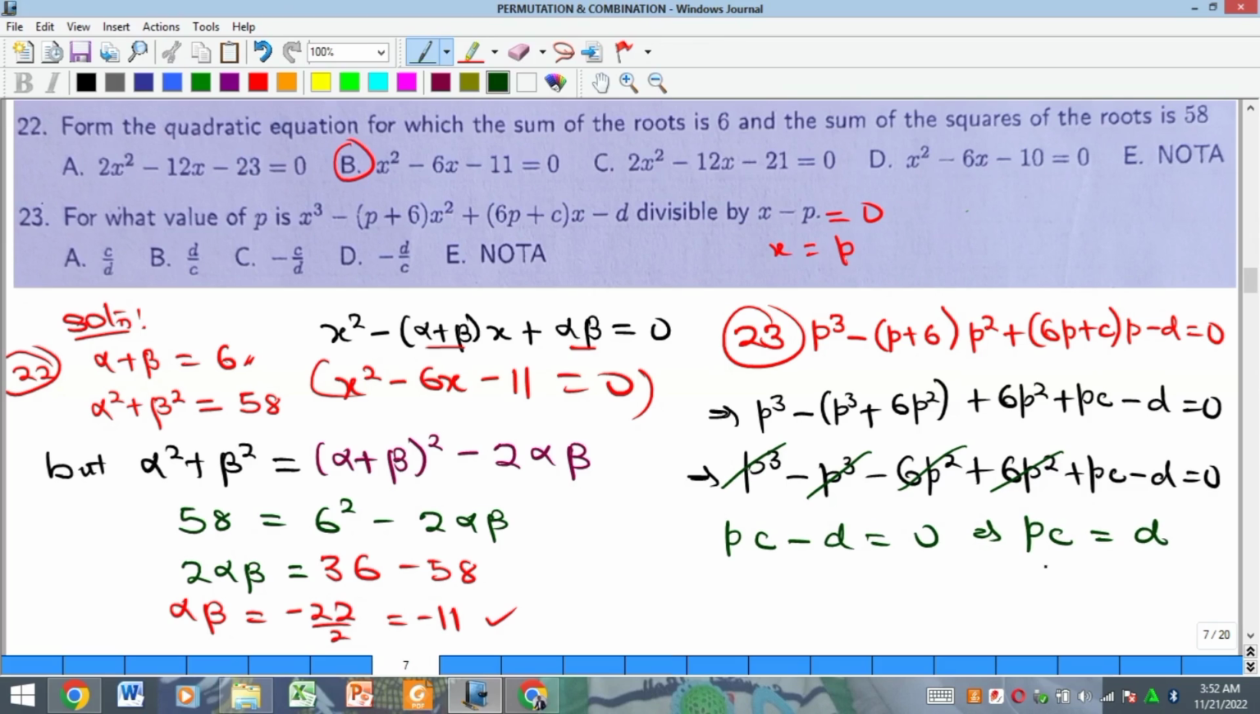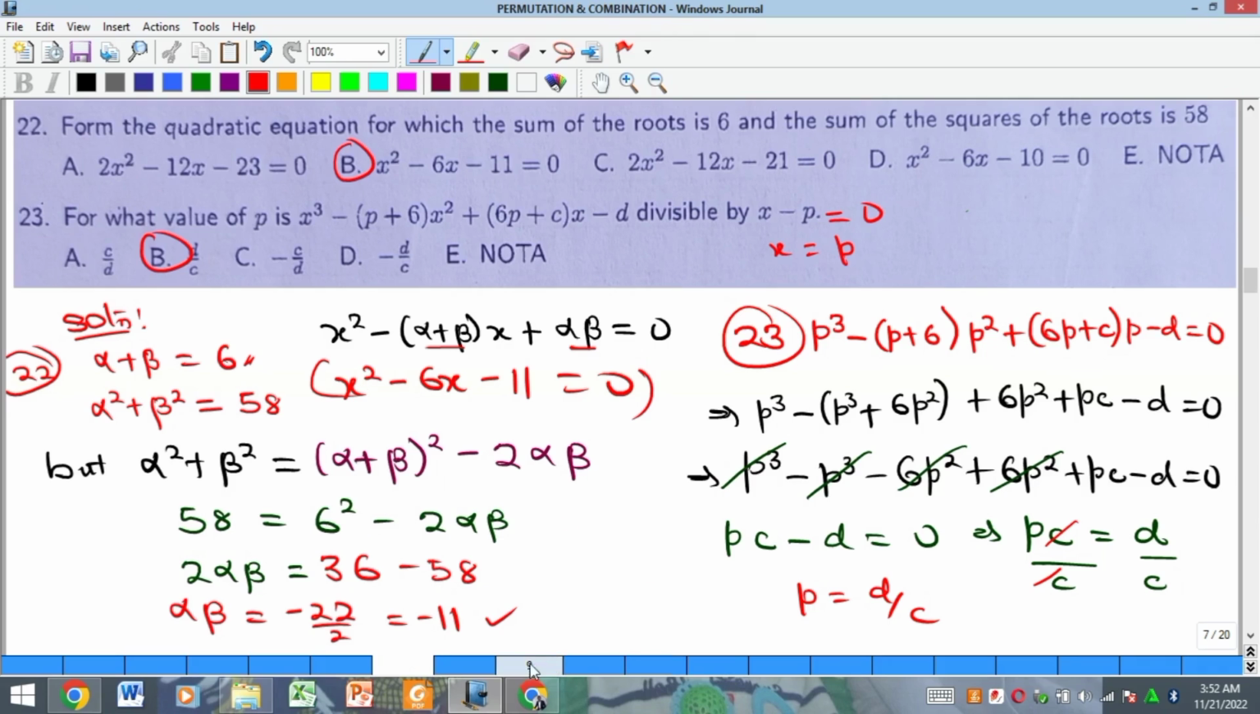So divide both sides by c to get your p. That's what they asked you for. Therefore, our p is equal to d all over c. Of course, this will take away this. And that is somewhere here, option B.